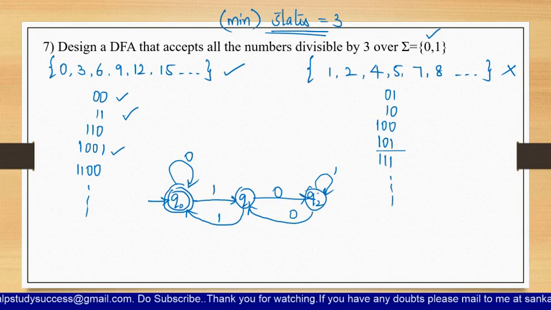Then here you have to again draw the transition table, as well as you have to take a valid string and check whether it is accepted or not by the DFA, and also take an invalid string and check whether it is accepted or rejected by the DFA. If it is rejected, then our DFA is correct. So in this way, we are going to draw the DFA for the numbers divisible by 3. So these two questions are the most important and the expected questions in the external exams.